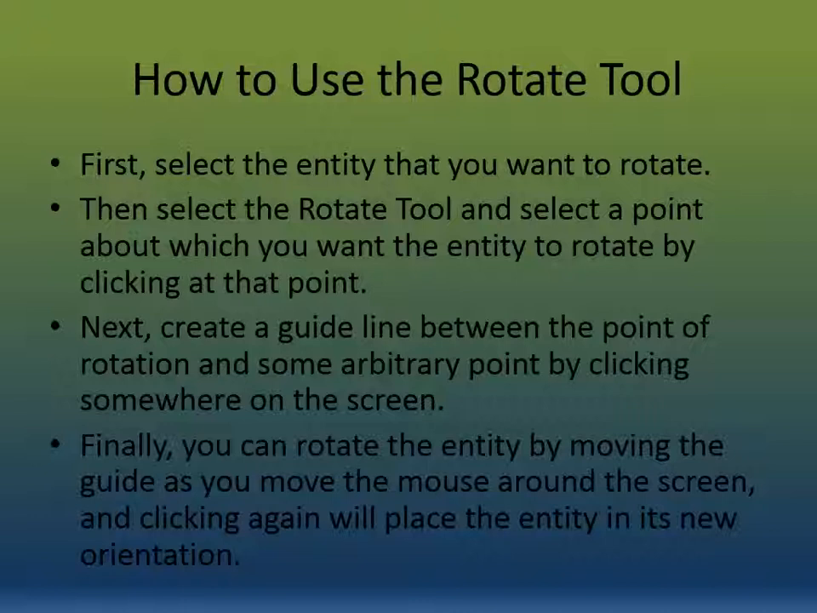Next, you create a guideline between the point that you just created and some arbitrary point by just clicking in the arbitrary direction. And then as you move your mouse after creating this guideline, you'll notice that the object is rotating along with the guideline. And then once you click again, you'll just place your object in the new orientation.